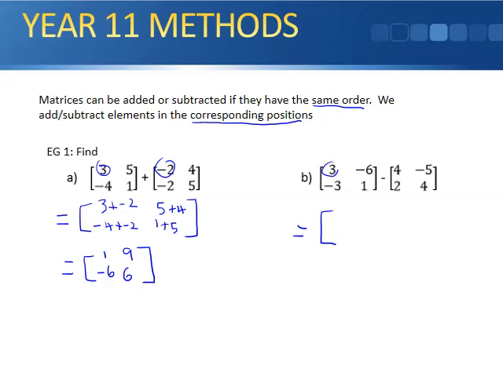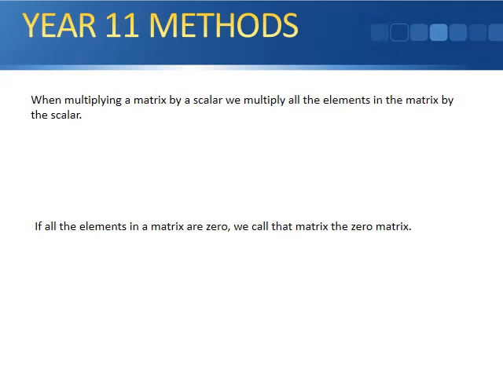So this one is the 3 minus the 4. And 3 minus 4, I get -1. The -6 minus the -5, well, that becomes a plus, so it's -6 plus 5, which gives me -1. The -3 minus 2 gives me -5, and the 1 minus the 4 gives me the -3. So if you can do it in your head, by all means, do so.